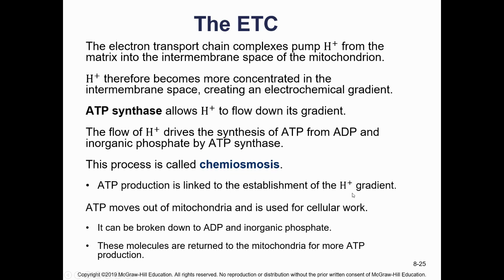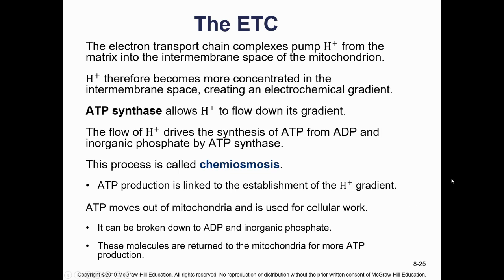So the ATP production is linked to this hydrogen proton gradient, or the hydrogen ion gradient. And then that ATP is able to move out of the mitochondria to be used for whatever work the cell needs it to be used for.